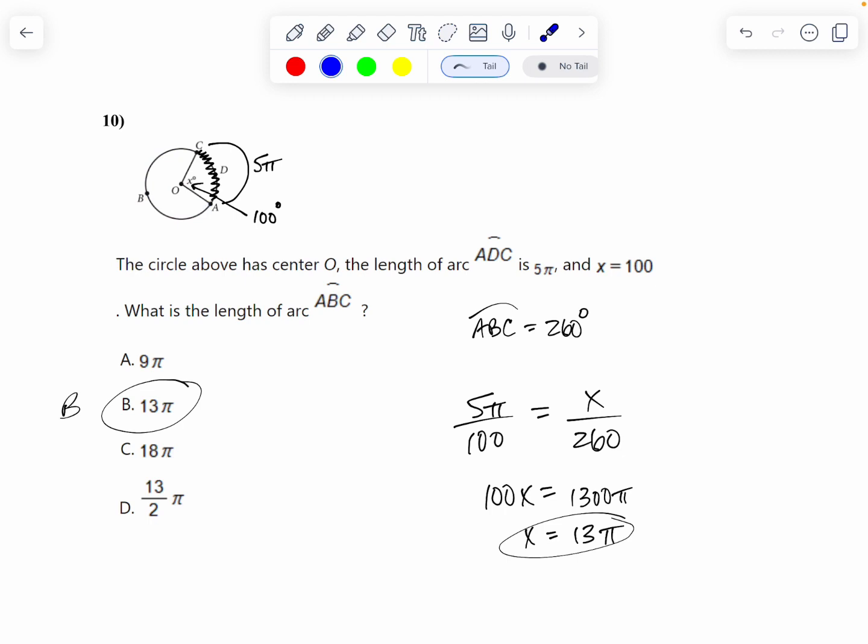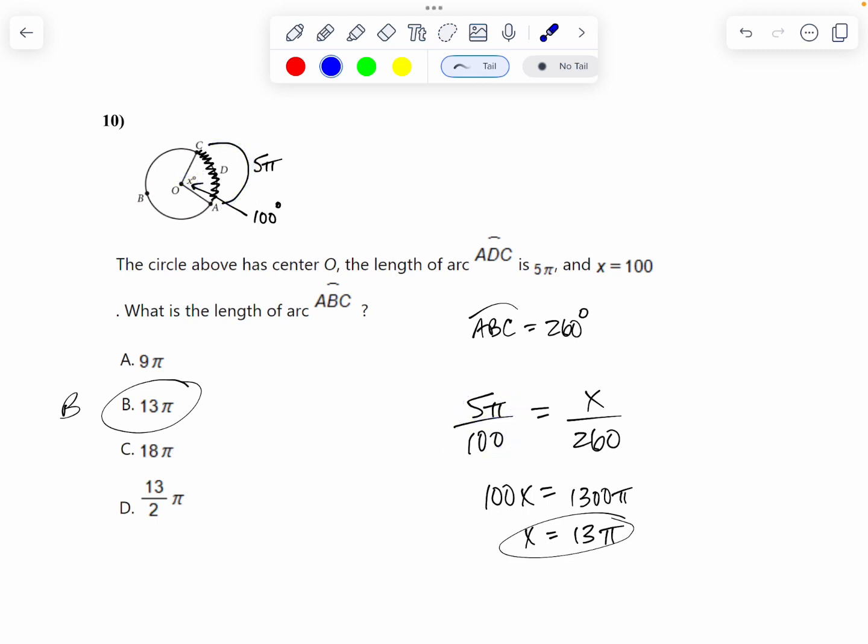I can figure out that ABC is 260 degrees because there's 100 degrees here, and I know that all the degrees in a circle is always 360. So I subtracted 100, figured out what I was left over with. That's 260. And I think I'm just going to set up a proportion. I know that this degree cuts off an arc of 5 pi. I also know this degree, and it cuts off an arc of x. Okay, so I did 5 pi over 100. That's this arc over this.